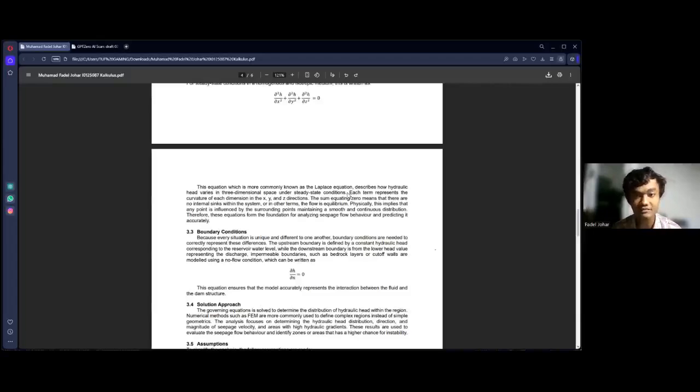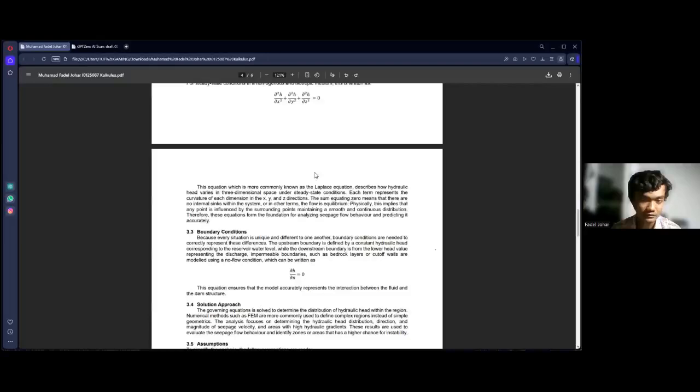The upstream boundary is defined by a constant hydraulic heat corresponding to the reservoir water level, while the downstream boundary is defined by a lower heat value, representing the discharge. Impermeable boundaries, such as the bedrock layers or cutoff walls, are modeled using a no-flow condition, which can be written as the derivative of the function h over the derivative of the normal direction equals 0. This equation ensures that the model accurately represents the interaction between the fluid and the dam structure.